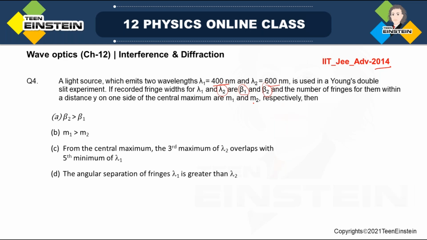So we have to find out whether beta 2 is greater than beta 1, whether M1 is greater than M2, whether for the central maximum, the third maxima of lambda 2 overlaps with the fifth minimum of lambda 1, or whether the angular separation of the fringes of lambda 1 is greater than lambda 2. So these are the options we have to solve.